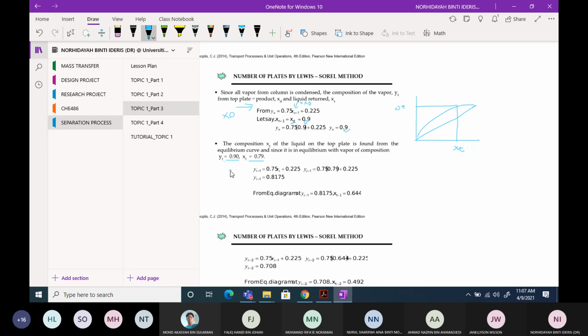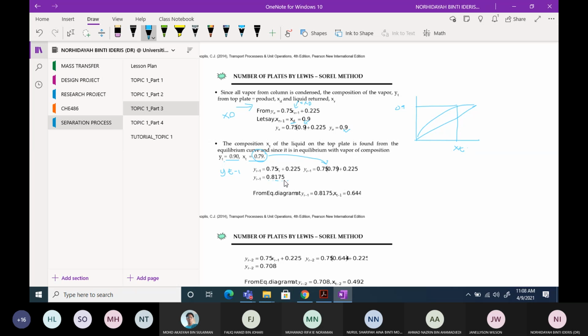So what about the value of yt minus 1? It means the location of this tray, or the composition, is one step behind, below the tray t. Okay, t minus 1. Now you take the value of 0.79 here, take the value of x, put it inside the equation, and you will get the value of yt minus 1, 0.8175.